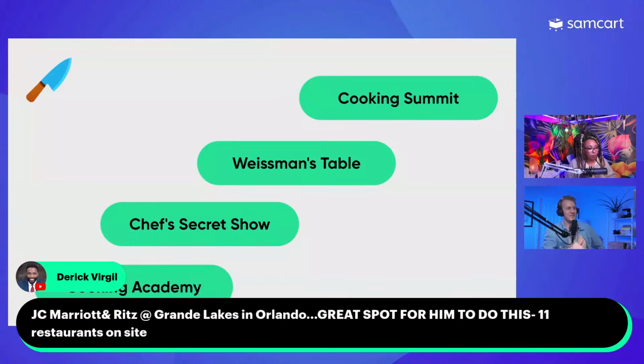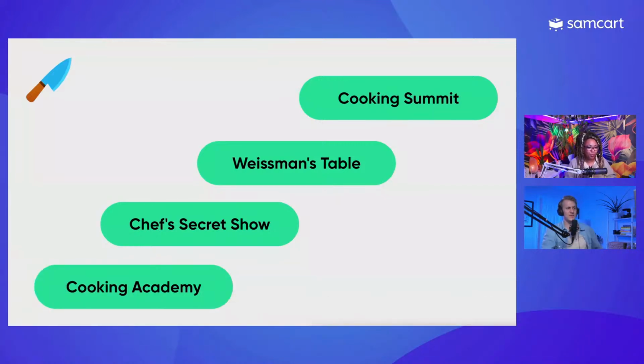Yeah, the Marriott Ritz, Grand Lakes, Orlando, great spot for him. 11 restaurants on site. Exactly. Just find a resort, find a conference center, something to bring your audience in. Book 20 to 30 rooms at that specific hotel, and just go on a South by Southwest cooking tour, right?